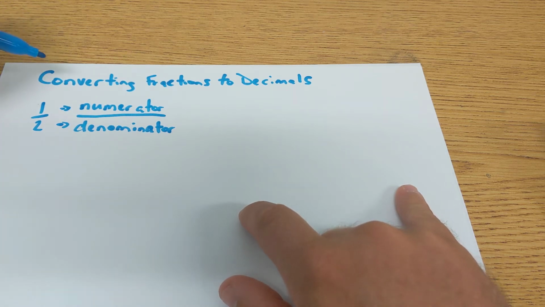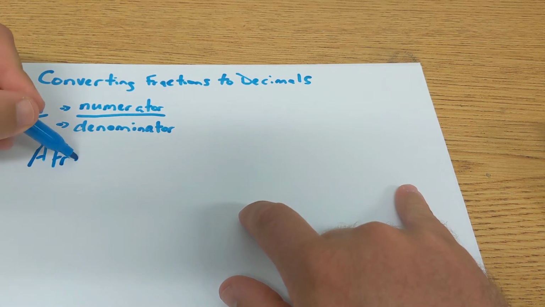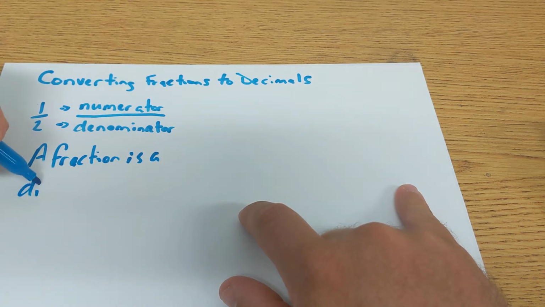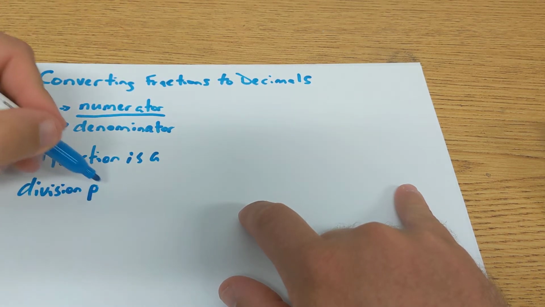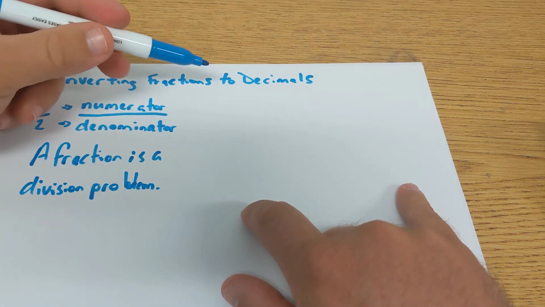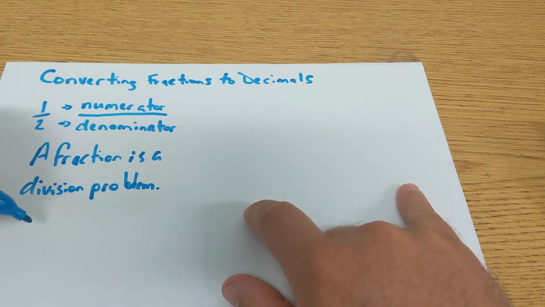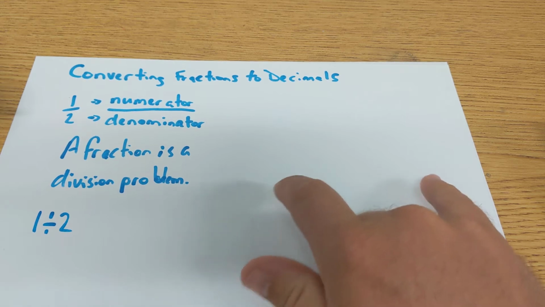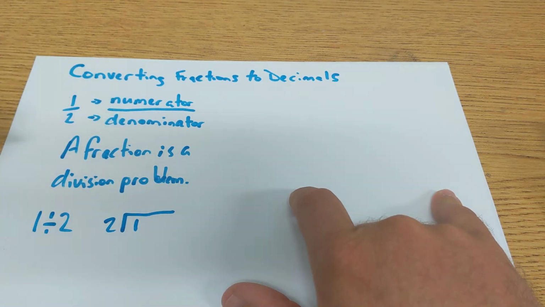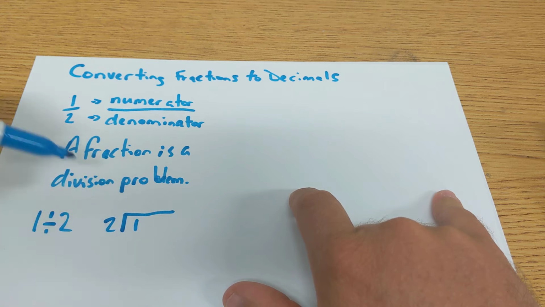Okay, and we need to understand that a fraction is basically a division problem. And that helps us when we convert our fraction to a decimal. So basically what 1/2 tells us is 1 divided by 2. So when we rewrite this, 1 divided by 2, 1 inside the house divided by 2.